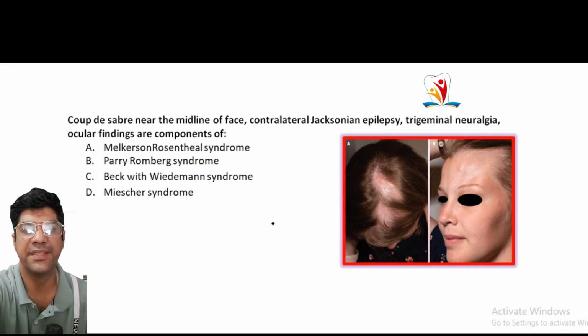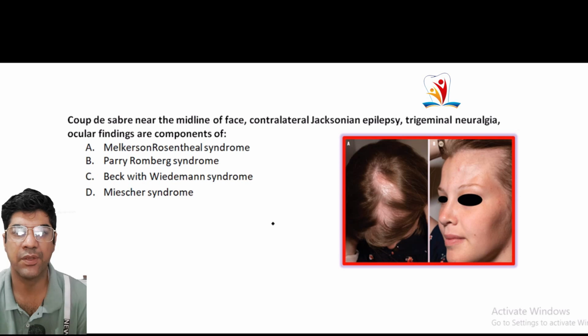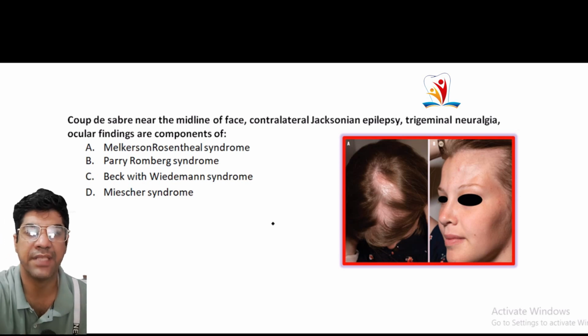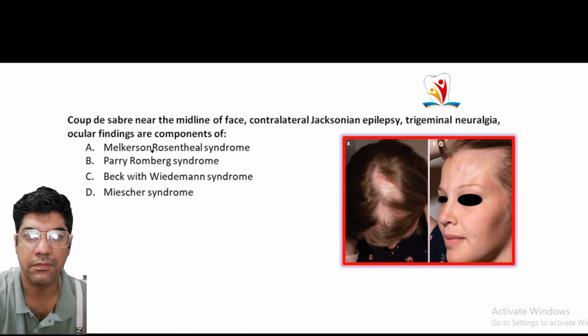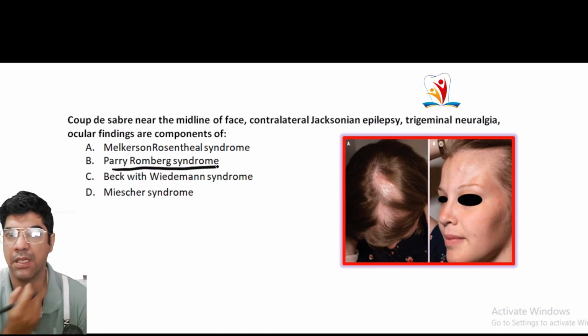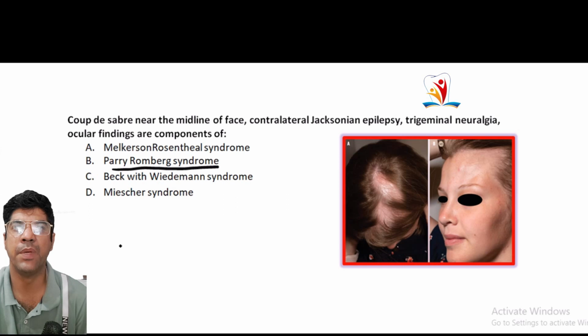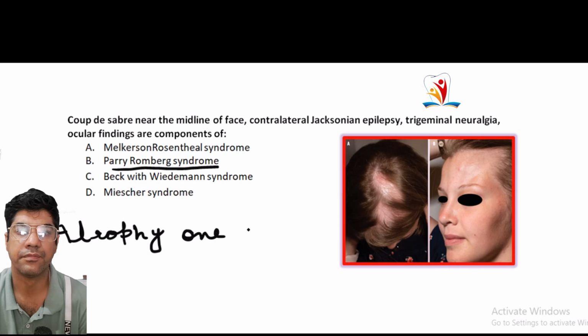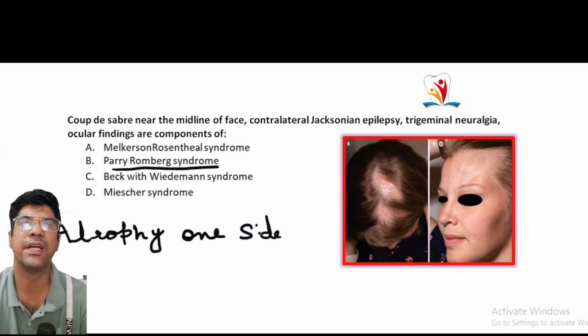Next question: a linear depression near the midline of the face, contralateral Jacksonian epilepsy, trigeminal neuralgia, ocular findings. These are the features of which condition? The answer would be Parry-Romberg syndrome. In Parry-Romberg syndrome, you will see atrophy of one side of the face.